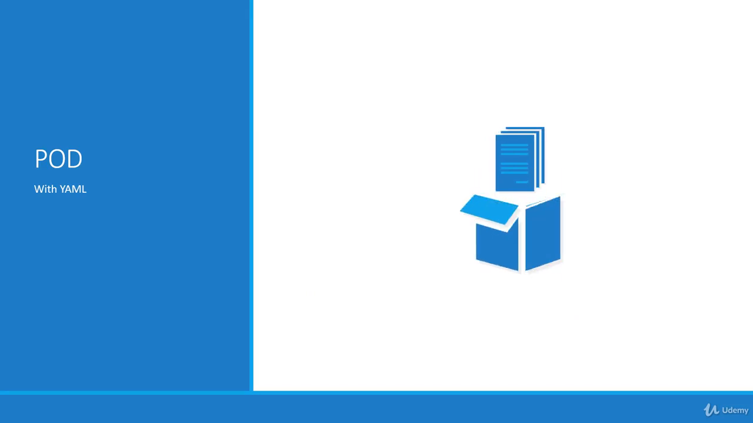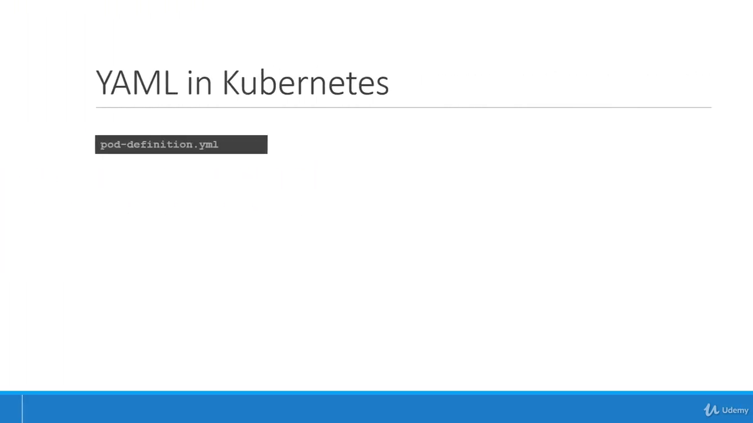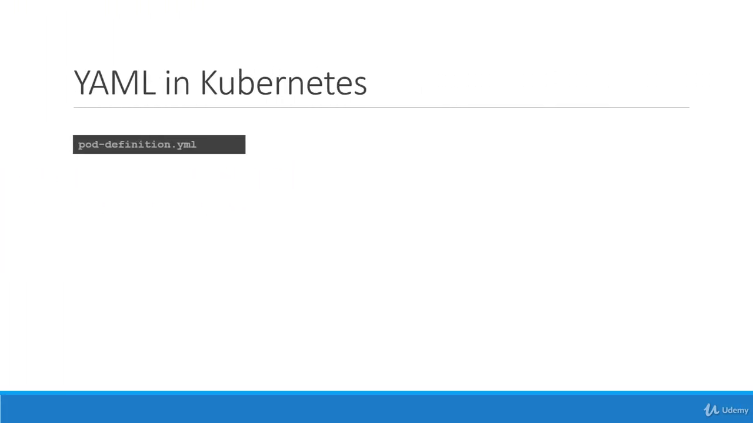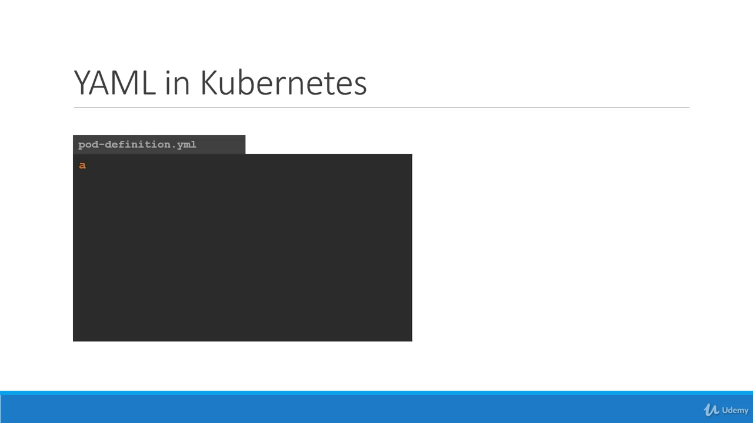In this lecture, we will talk about creating a pod using a YAML-based configuration file. In the previous lecture, we learned about YAML files in general. Now we will learn how to develop YAML files specifically for Kubernetes. Kubernetes uses YAML files as inputs for the creation of objects such as pods, replicas, deployments, services, etc. All of these follow a similar structure.